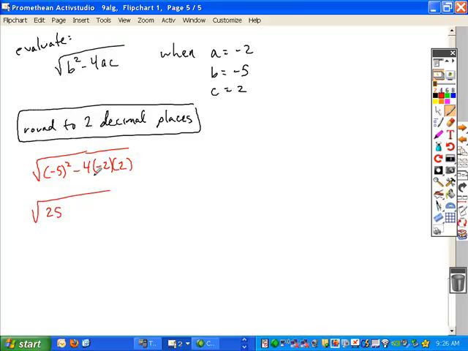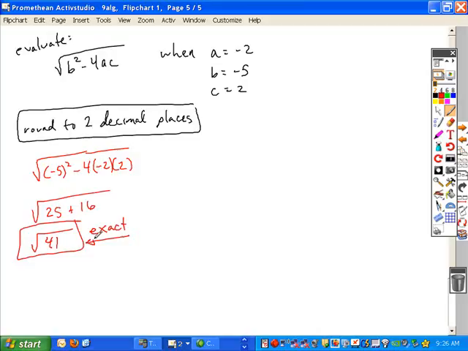Okay, now when we take this second group of factors, -4 times -2 is? -8. +8 times 2 is? 16. And so when you combine these, you get the square root of 41. So if I asked you for an exact answer, the exact answer would be root 41.